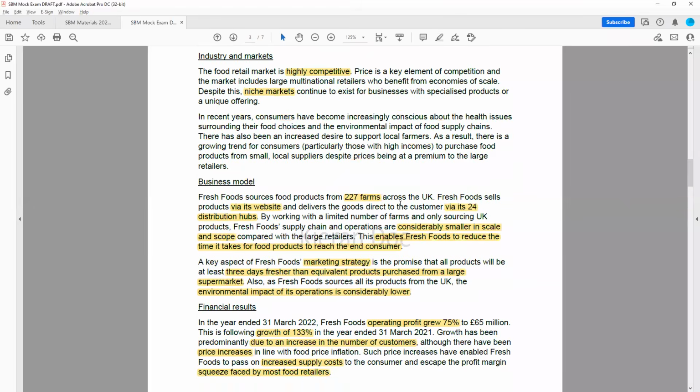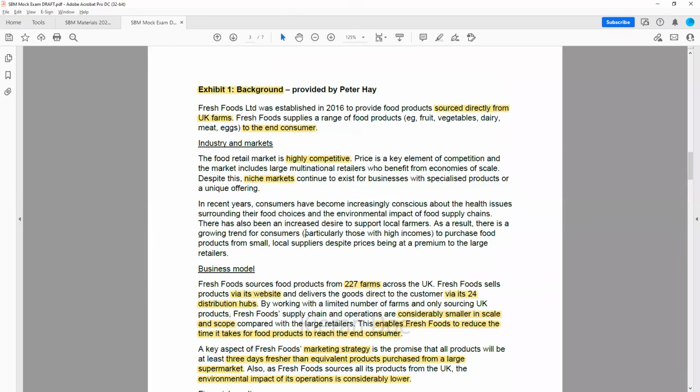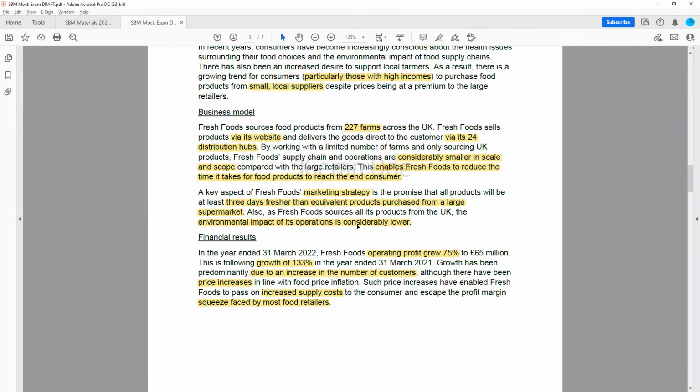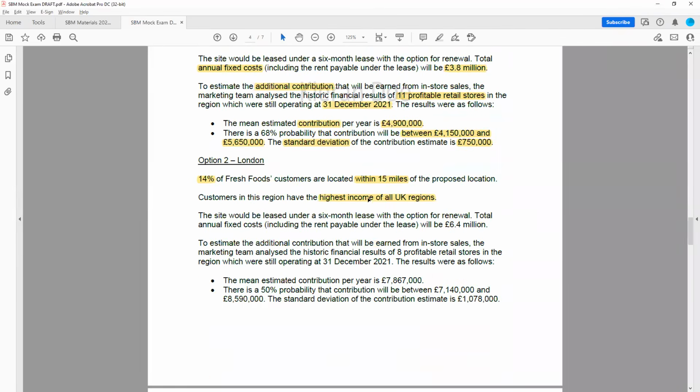So actually, remember we were told above here, particularly those with high incomes are looking to purchase from small local suppliers. So that's certainly relevant there, and we'd factor that into some of our non-financial factors. The site would be leased under a 6-month lease with the option for renewal. So that looks the same.